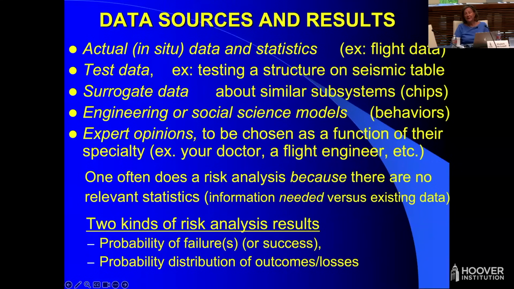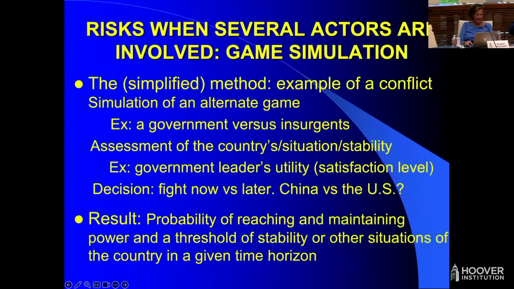For new systems, in particular, I do a lot of work in space. And in space, very often we have first systems that have never flown, and you have to use all the existing data. Now, we have two kinds of risk analysis results. The probability of failure, or the probability distribution of the outcomes. That means what is the probability of exceeding different levels of losses, to the absolute end.